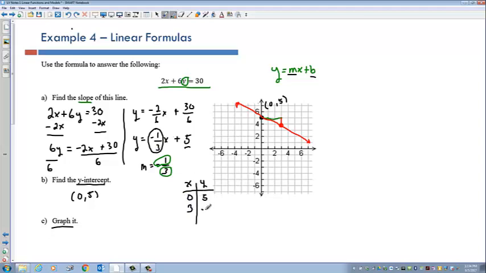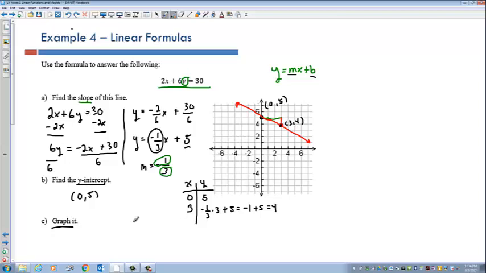So when I plug in 3 here, I'm going to get negative 1/3 times 3, and then plus 5. And of course, that's negative 1 because the 3's cancel, and I add 5, and I get 4. And if you think about it, 3 comma 4 is exactly that point I found right here. So that's the point 3 comma 4. And you can simply connect the dots that way.